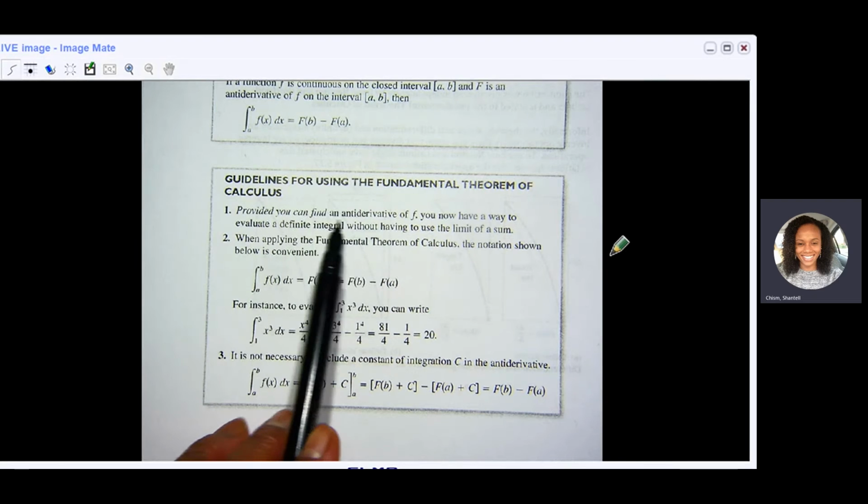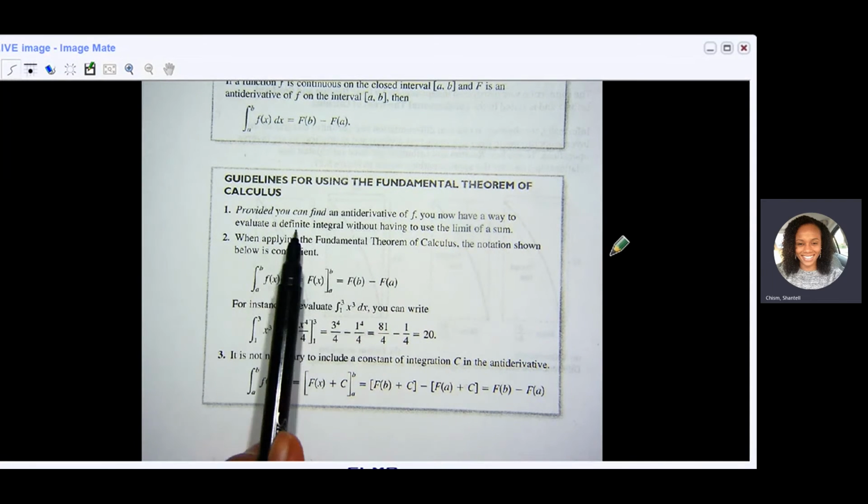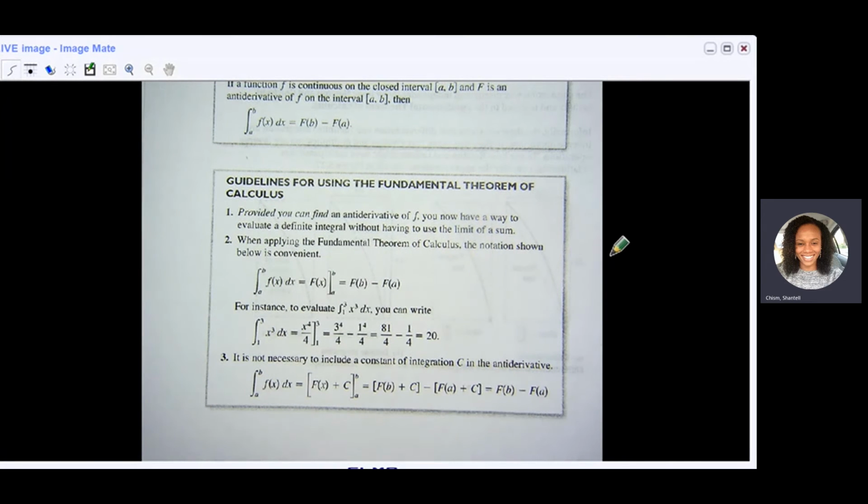It says, provided you can find an antiderivative of f, you now have a way to evaluate a definite integral without having to use the limit of a sum. So it completely takes that long work out, okay?